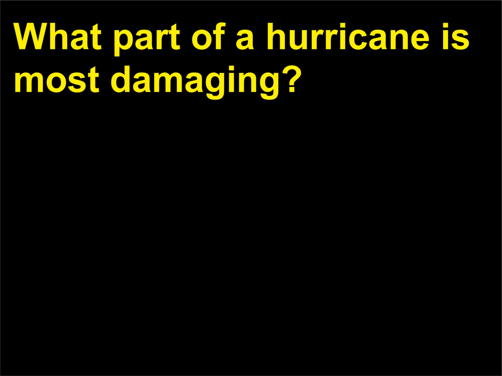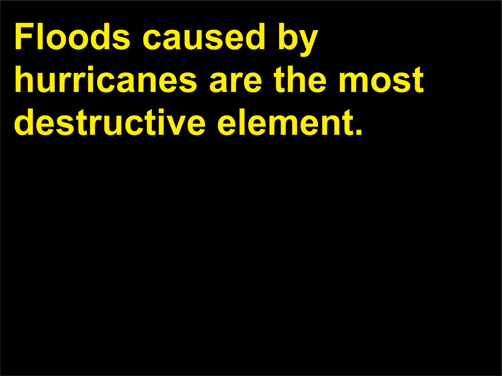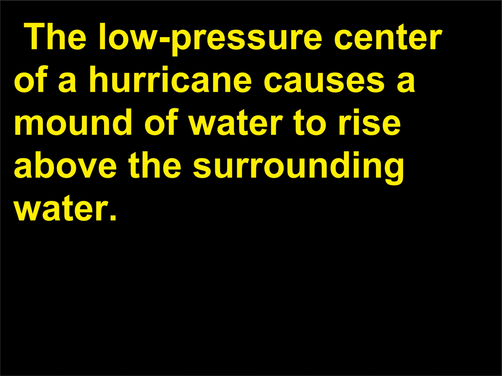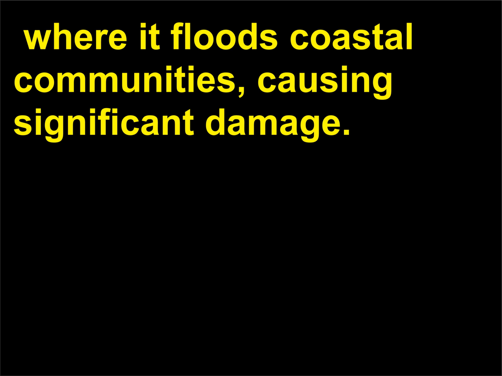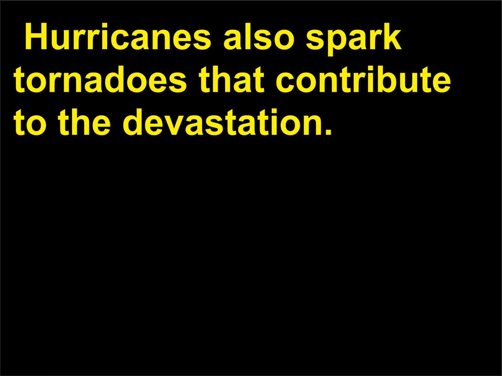What part of a hurricane is most damaging? Floods caused by hurricanes are the most destructive element. The low-pressure center of a hurricane causes a mound of water to rise above the surrounding water. This hill of water is pushed by the hurricane's fierce winds and low pressure onto the land, where it floods coastal communities, causing significant damage. Hurricanes also spark tornadoes that contribute to the devastation.